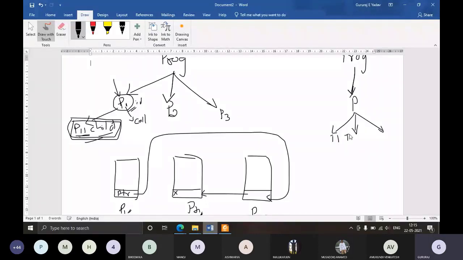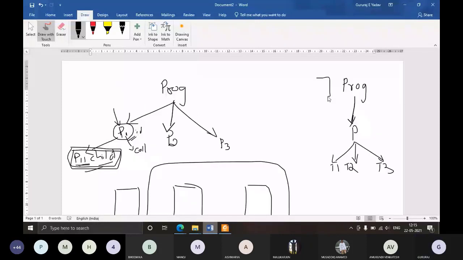So I had given an analogy. Programs mean human beings. Then processes mean organs. I had given this analogy, organs. And threads mean the cells.